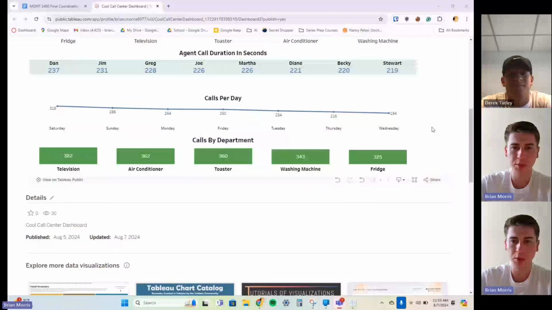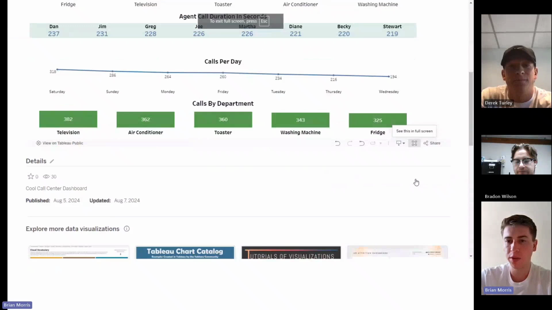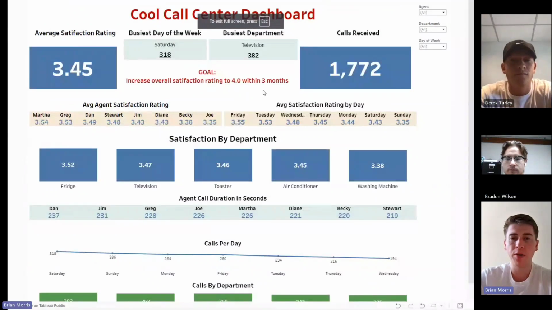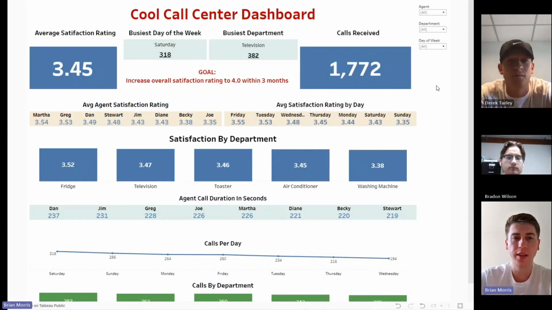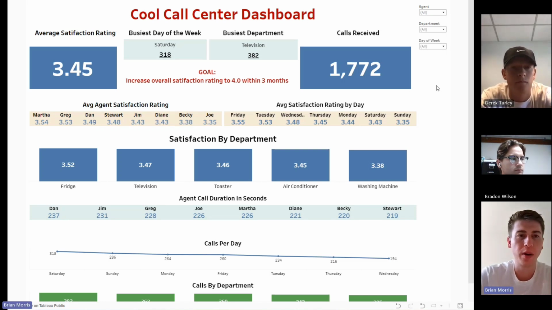All right, we'll go ahead and share our screen here so you can see the dashboard. This is a dashboard that we created. Our primary goal with our dashboard is that we want to increase the overall call satisfaction in our call center to be 4.0 within the next 3 months. To do this, the metrics that we wanted to track primarily revolve around the satisfaction ratings. So we want to track the overall satisfaction of the call center as a whole. We want to track the busiest day, the busiest department, and the calls received.